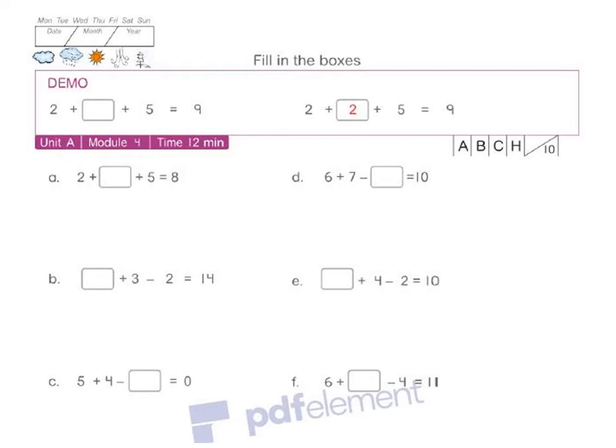Question number E is blank plus 4 minus 2 equal to 10. And question number F is 6 plus blank minus 4 equal to 11. Now pause the video if required. Try to solve it yourself. In the next slide I am going to show you the answers. But mind this, please don't take more than 2 minutes to solve these 6 questions. These are very easy. You won't need more than 2 minutes to solve this.